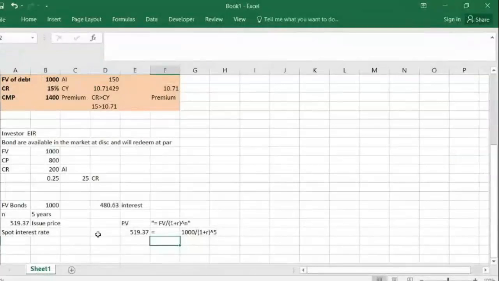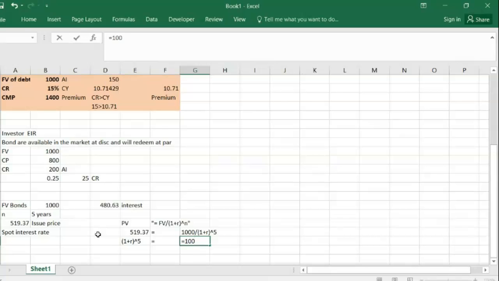Okay, so I just do the same here. (1 plus r) to the power 5 is equal to 1000 divided by 519.37. The value comes. Sorry. It is positive here, and when it goes to the right hand side, only the symbol is going to change.